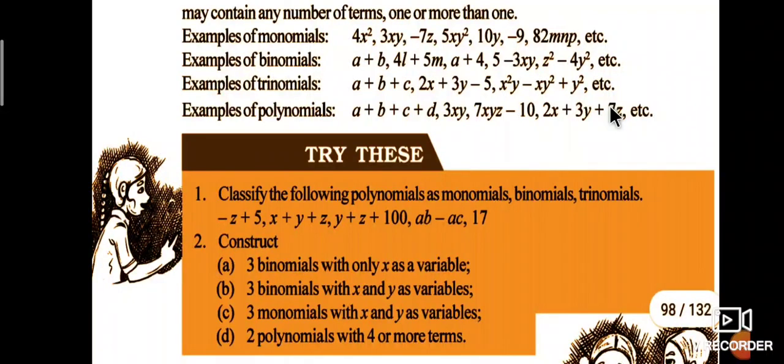Again, homework for students. Classify the following polynomials as monomials, binomials and trinomials. Also construct 3 binomials with only x variable, 3 binomials with x and y variables, 3 monomials with x and y variables, and 2 polynomials with 4 or more terms. These are all homework questions, students. You have to do that homework.